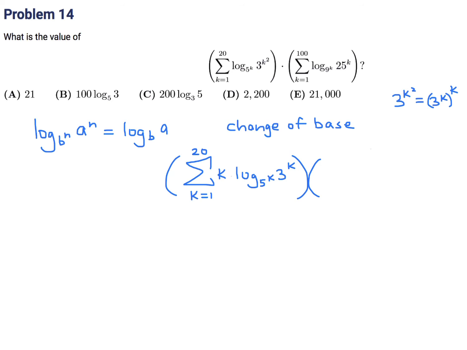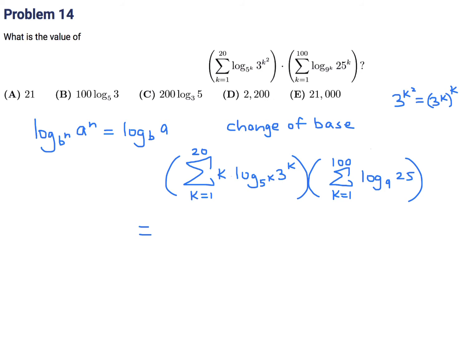And then the other one is the sum from k equals 1 to 100 of... well, I can use the rule now. This rule right here. When I do, all I'm left with is just the log of 25 to the base 9. Okay, that's really helpful because that's just a constant. So that just means that every time you have a k, it's just going to give you this. This is just some number. I'm not really sure what that number is.